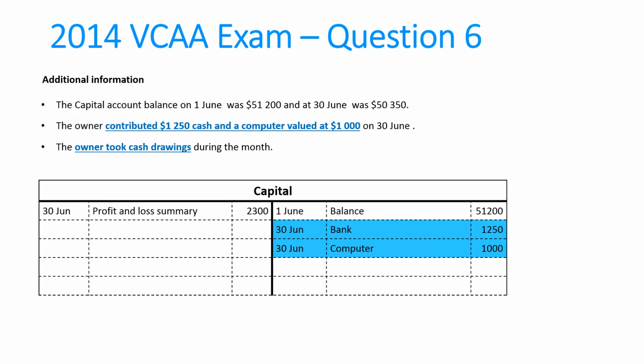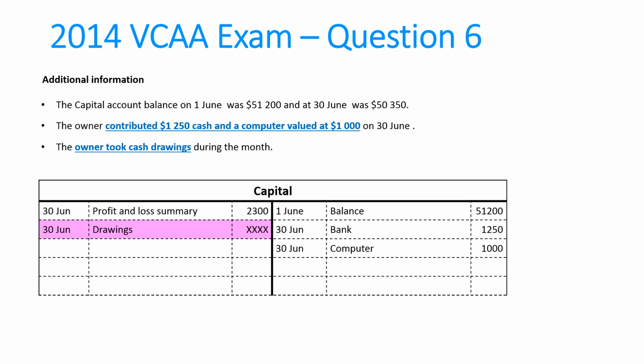The next thing we're told is the owner took cash drawings, but we're not told how much. So we're going to need to recognize that, first of all, drawings would make capital go down, but we don't know the amount. So what we're going to do is make that X. We're going to reconstruct the rest of the ledger and then solve for X, which we don't know, which will be the drawings of cash for the period.